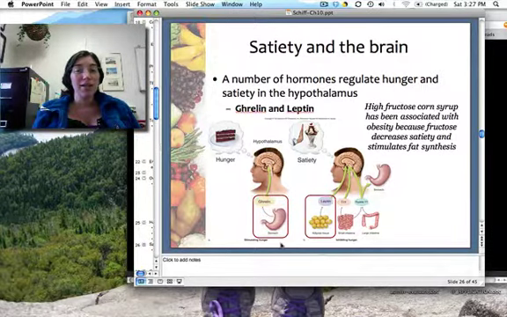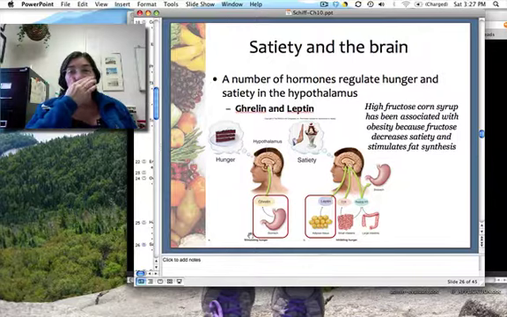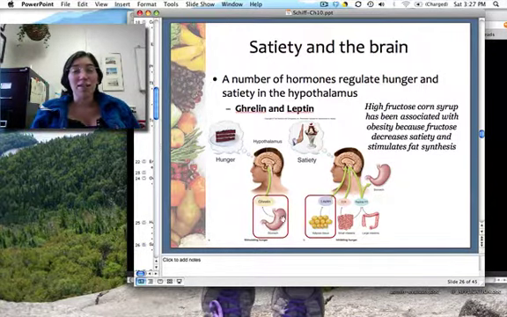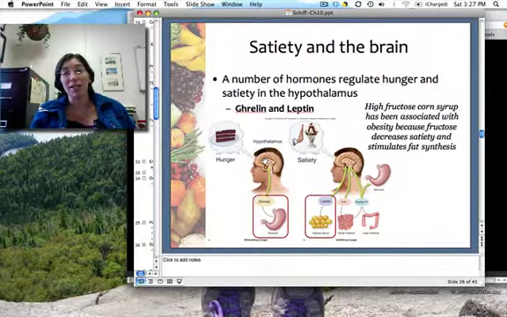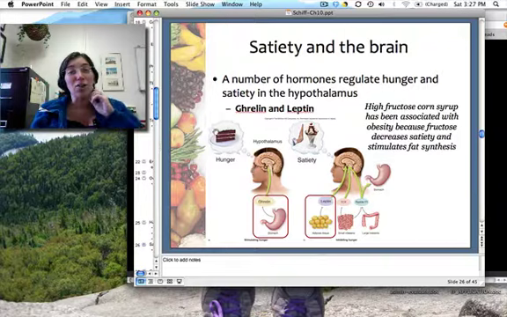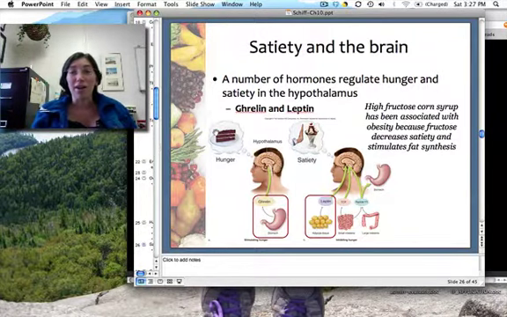So ghrelin is a hormone that's produced by the stomach that signals to the brain that you're hungry. So essentially, as the stomach gets empty, it produces ghrelin, and ghrelin goes to the hypothalamus and says, the stomach is empty, let's eat. Okay, so the ghrelin is a hormone that increases our sense of hunger. Okay?